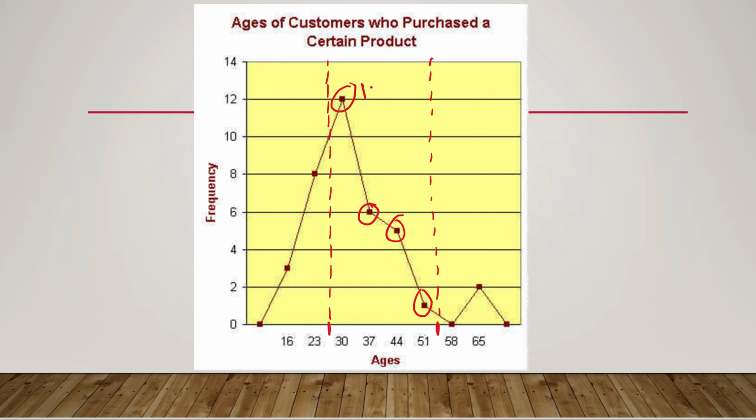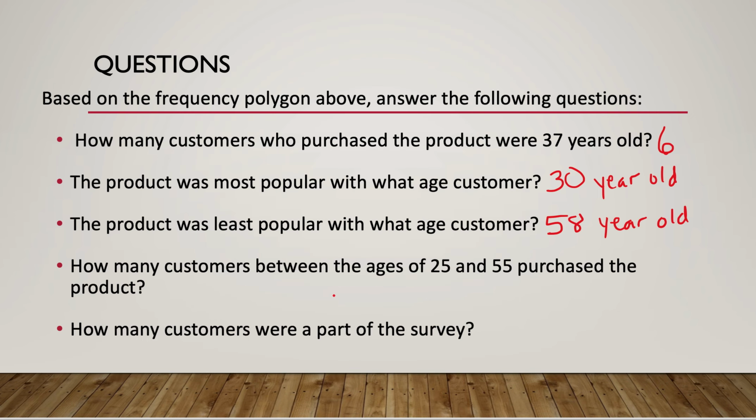So we've got 12. This one is at 6. This one is about halfway between 4 and 6, so I'm going to say 5. And this one is probably at 1. So how many people are represented between my dotted lines? I would have 24 if I add up 12 plus 6 plus 5 plus 1. So there are 24 people between the ages of 25 and 55 who purchased that product. All right, so I'm going to put a 24 right here.